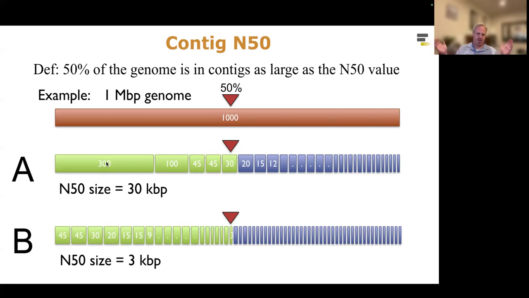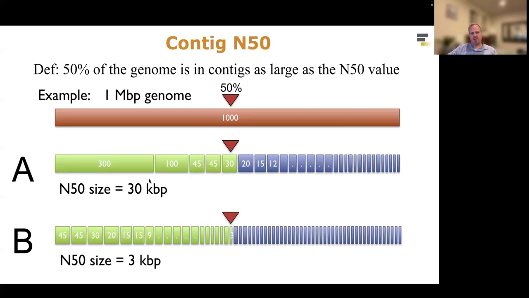It's very easy to compute, right? You have your genome. In this case, let's say it's 1 million bases long. We just take our contigs from longest to shortest, lay them out in that sorted order, and keep walking through this list until we hit the halfway point. The halfway point of a 1 megabase pair genome would be 500,000 base pairs. So 300 doesn't reach halfway. 300 plus 100 doesn't get halfway. 300 plus 100 plus 45 plus 45 plus 30 does exceed halfway. So we would report that the N50 size of this assembly is 30 KB.